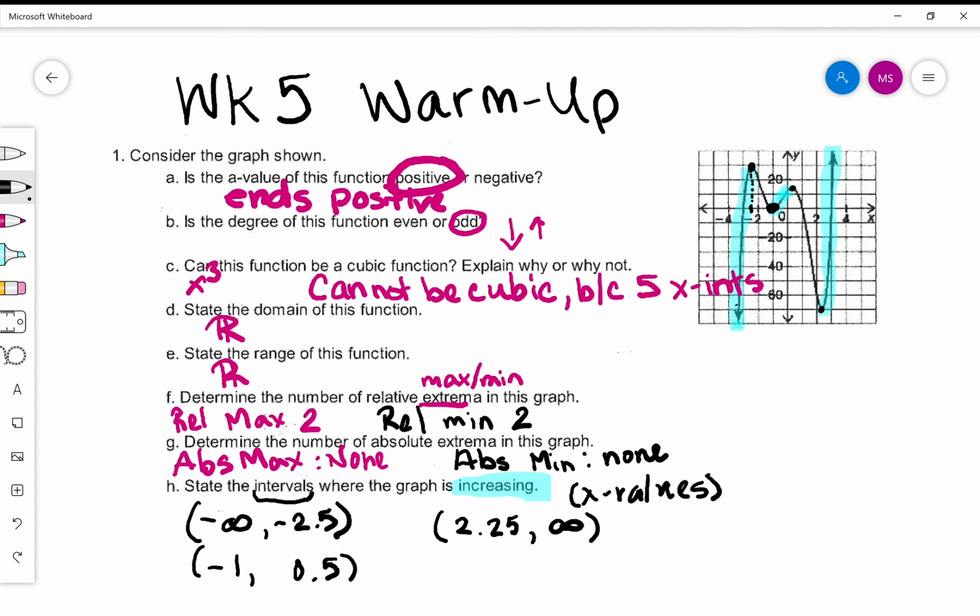So hopefully this warm-up just gave you quick little reminders of your characteristics, domain, range, some verbiage, some vocabulary.